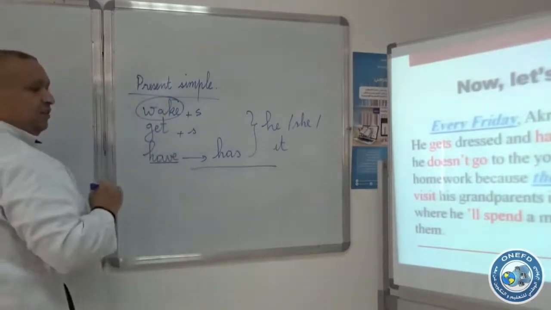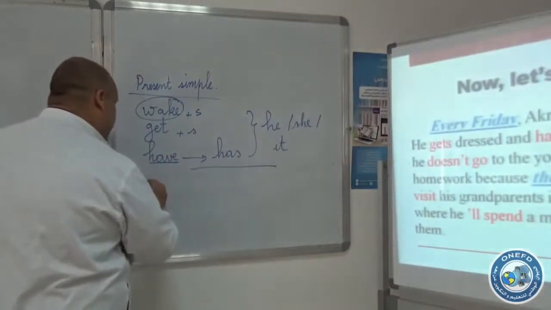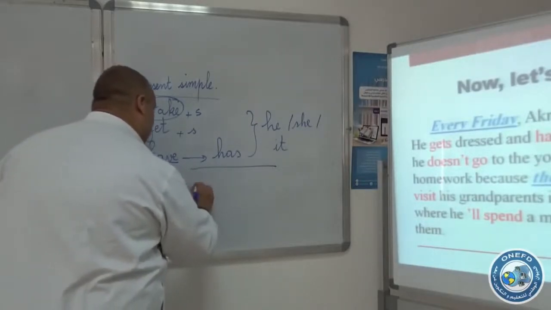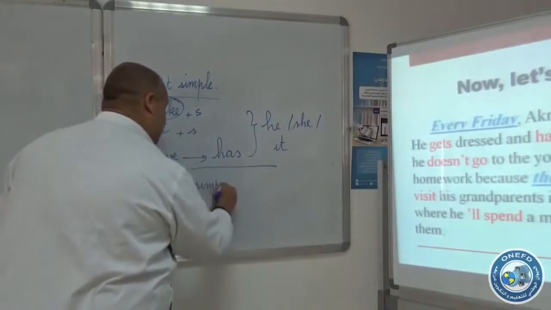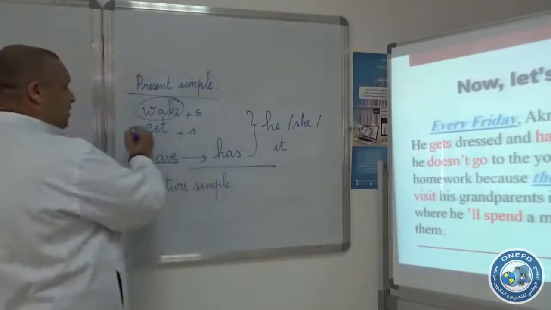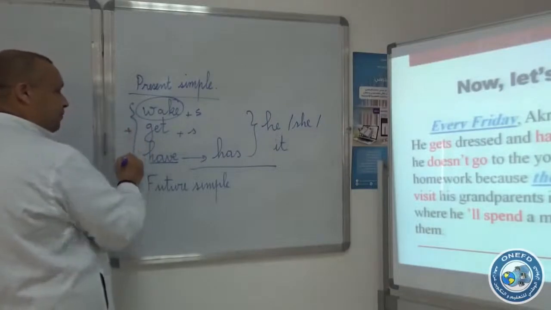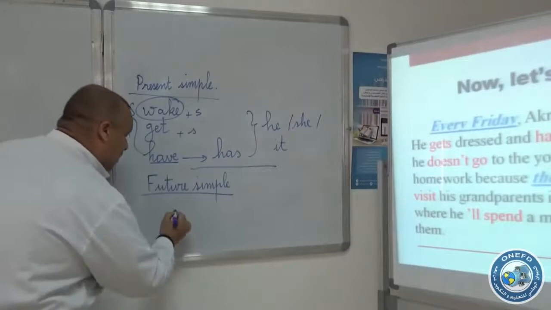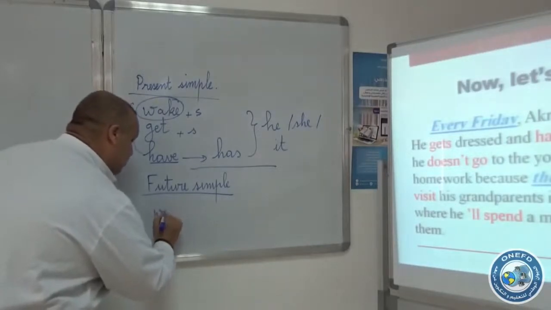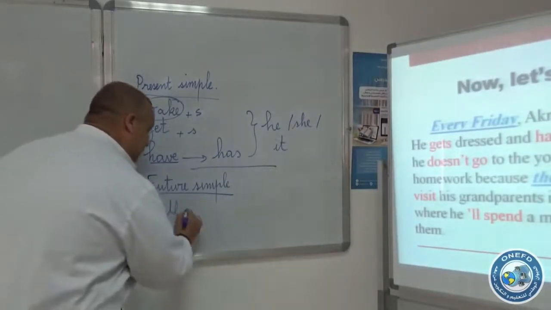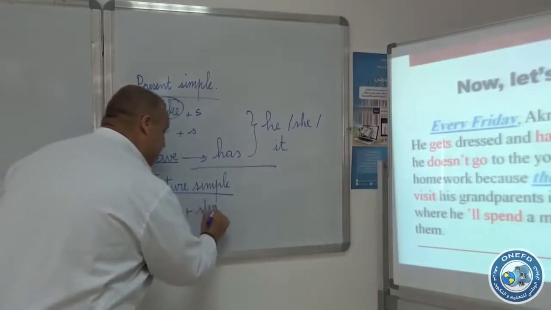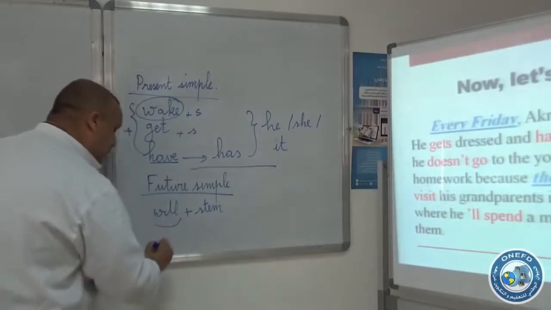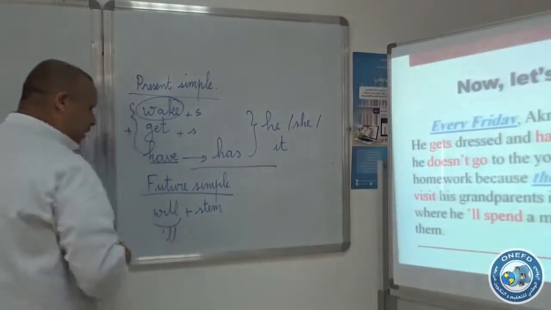For the second tense, which is the future simple, always the affirmative form. The rule is very simple. You have just will plus stem or base verb. You can write will or apostrophe double L.